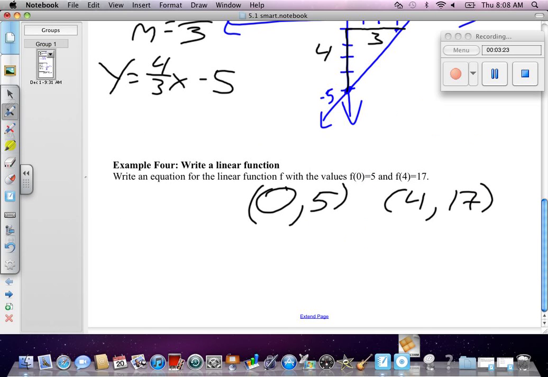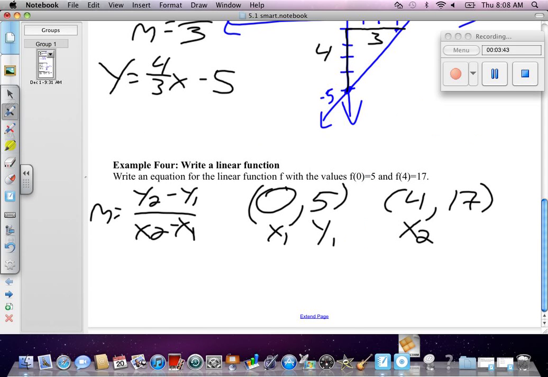Correct, Tyler. We're going to find the slope, and we know the equation for the slope is y2 minus y1 over x2 minus x1. So what am I going to label 0? 0 is going to be what? X1. And 5 is going to be? Good. 4 is going to be? X2. And 17 is going to be? Good. Okay. Now I'm going to go 17 minus 5 over 4 minus 0.